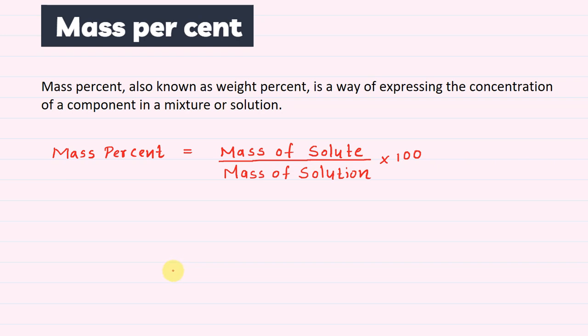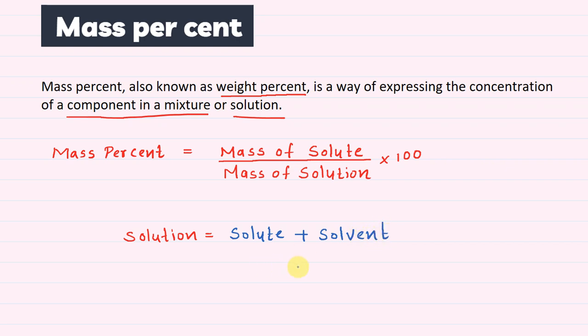What exactly is it? First of all, we can say it is also known as weight percent and is a way of expressing the concentration of components of a mixture or solution. Now, what is a solution? We can say a solution is made up of two components. One is solute and another one is solvent.